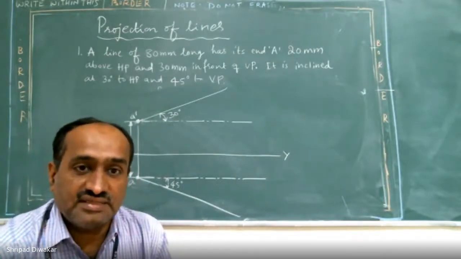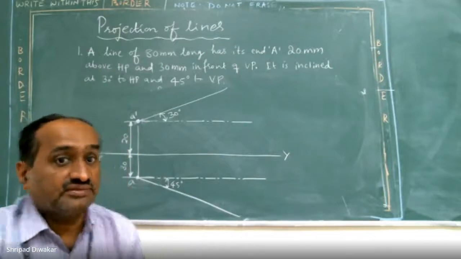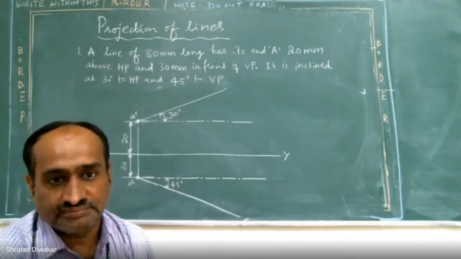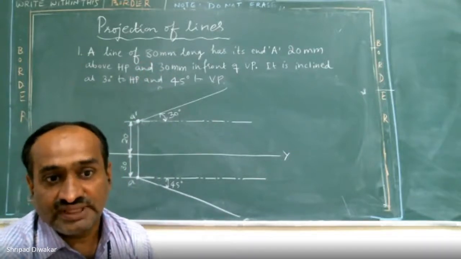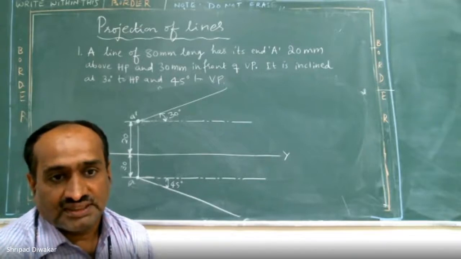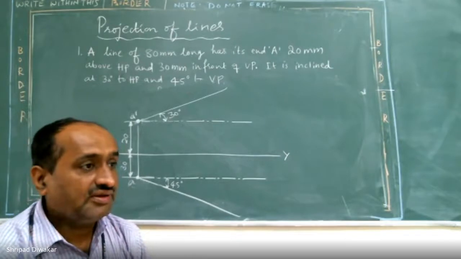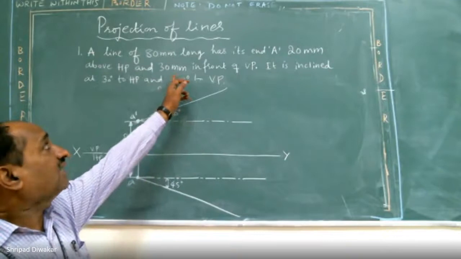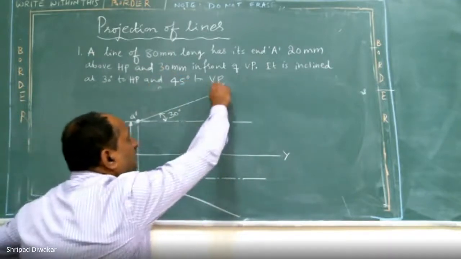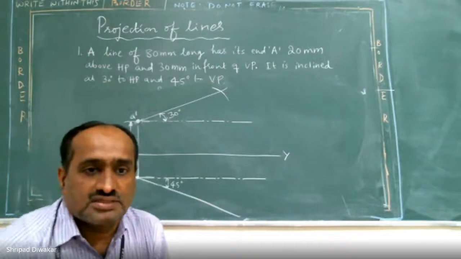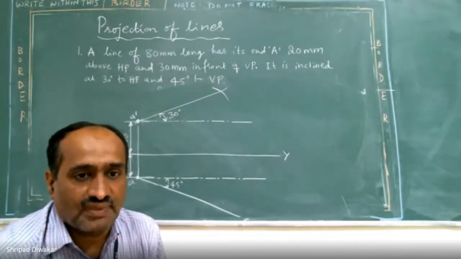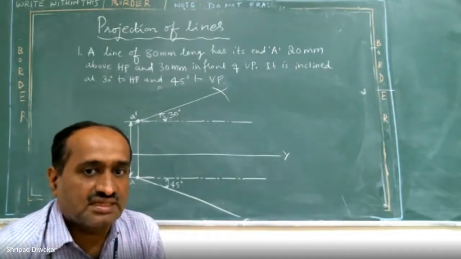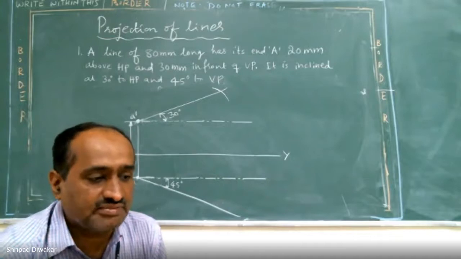Okay. Next step is you have to take your true length. What is the true length of the line? 80 mm, right? Now you are going to locate the true length in the front view. What you are going to do? Take A dash as center, 80 mm as your radius, using compass, cut the arc. You will get one intersection point.